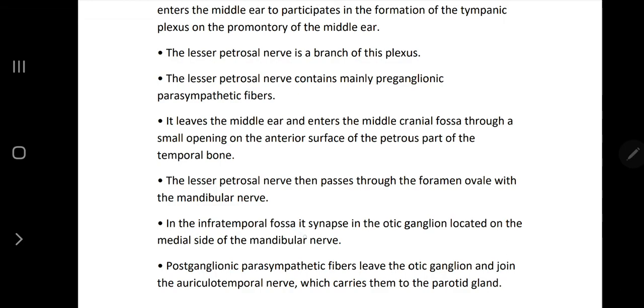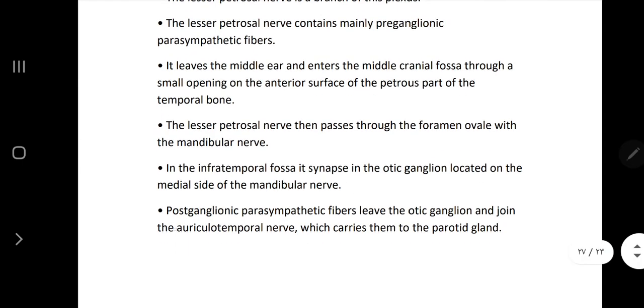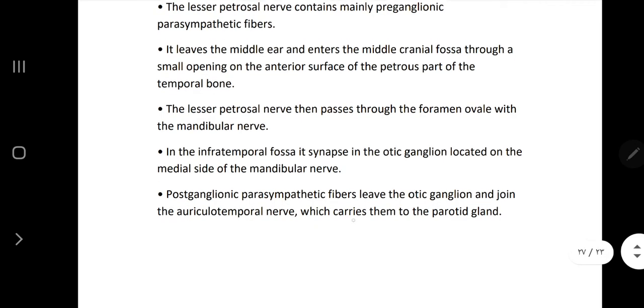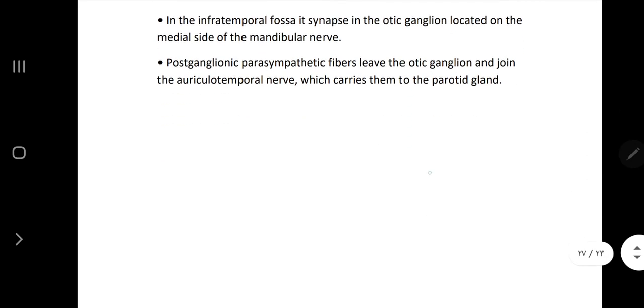In the infratemporal fossa, it synapses in the otic ganglion, located on the medial side of the mandibular nerve. The postganglionic parasympathetic fibers leave the otic ganglion and join the auriculotemporal nerve, which carries them to the parotid gland.